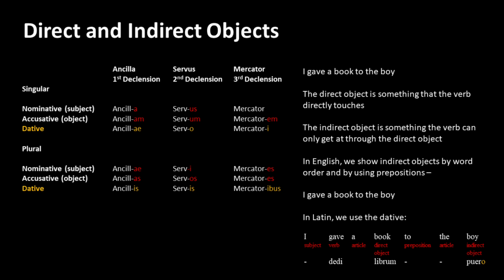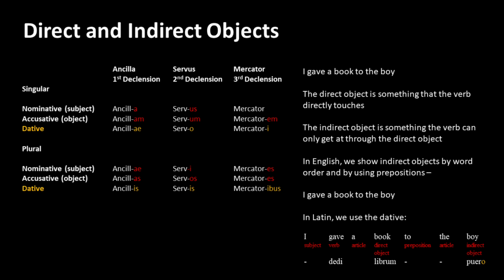And of course Latin doesn't bother with articles, so we don't use a. Then you have the indirect object, puero, which again you can check out yourself on the table. Puero is a singular dative in the second declension. I gave a book to the boy in English, dedi librum puero in Latin. And this is one of the main uses of the dative case. The indirect object is shown in Latin by using the dative case.